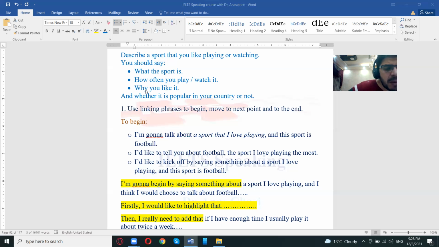I think, I guess, from my own point of view, I think these bullet points are very helpful. They can help you the most. They can organize your ideas. You can go through them, and you can develop your answer and cover the whole 2 minutes.